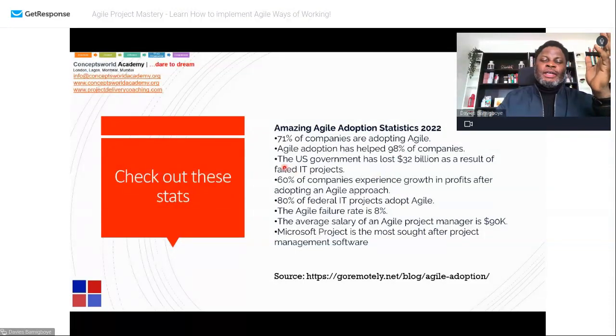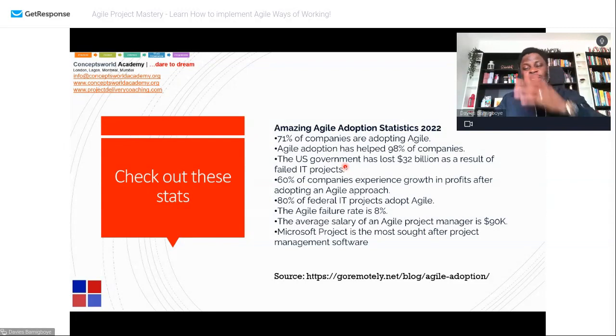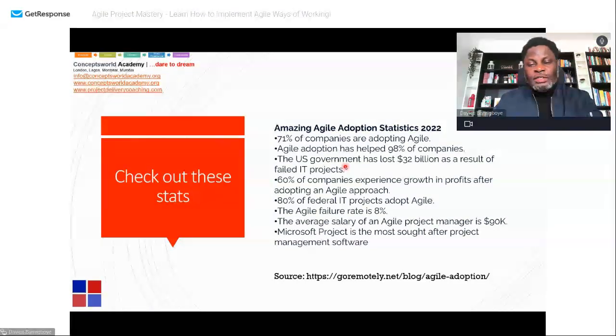The US government, like any government organization, will run projects in a traditional way, finish this one and then this one and then this one. And through that method, they lost 32 billion as a result of failed IT projects. 60% of companies experience growth in profits after adopting an agile approach, which means 6 out of 10, that's more than 50%, experience growth in profits. So agile essentially adds to profitability.